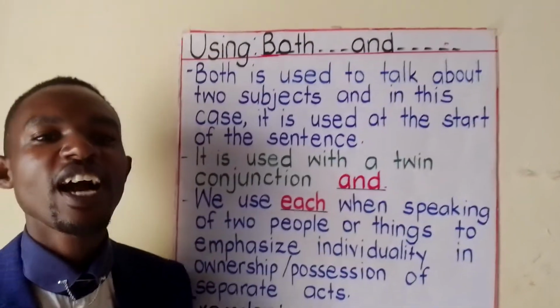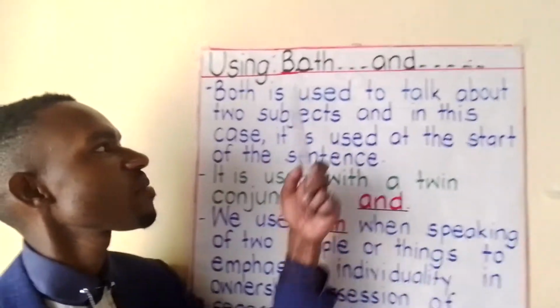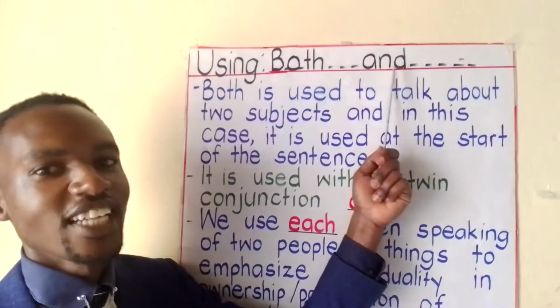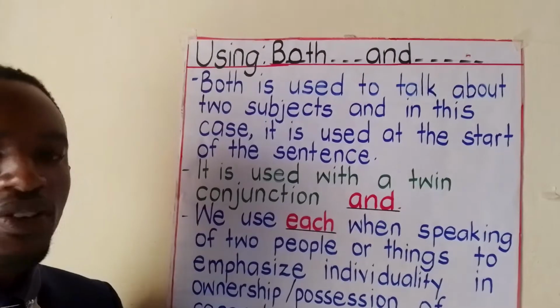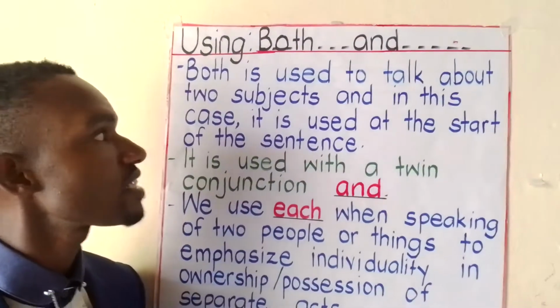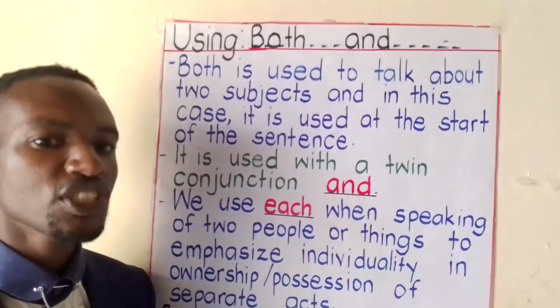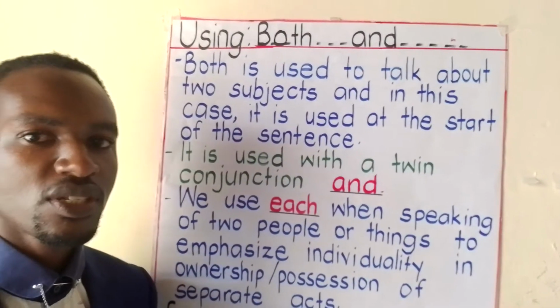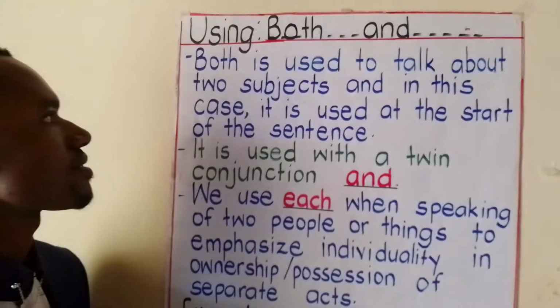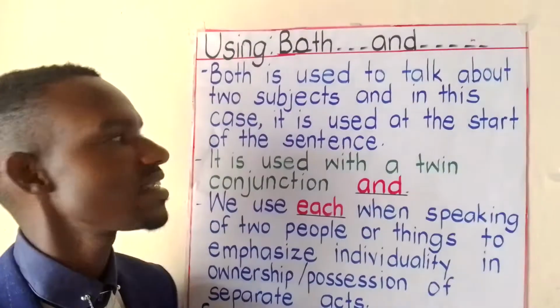Today, we are going to look at a coordinating conjunction, and this is both. How do we use both while joining two sentences? Let's take a look. Here we are with using both dash dash and dash dash. So both, as I have said, is a coordinating conjunction. A conjunction is a word that joins two or more sentences. Let's take a look at the guidelines.